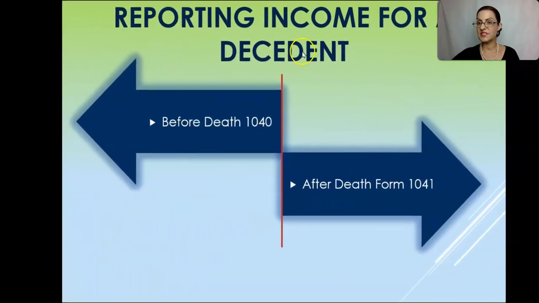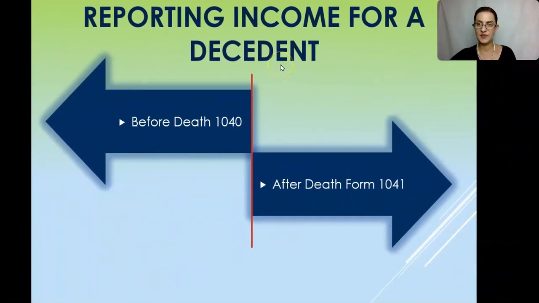Reporting income for a decedent. Now, the income that is earned by a decedent before death is going to be reported on the Form 1040. If they earned it or received it before they died, up until the day they died, then it's reported on the Form 1040. If they received the income after death, then it's reported on the Form 1041, because that's the estate earning the income, not the taxpayer anymore.